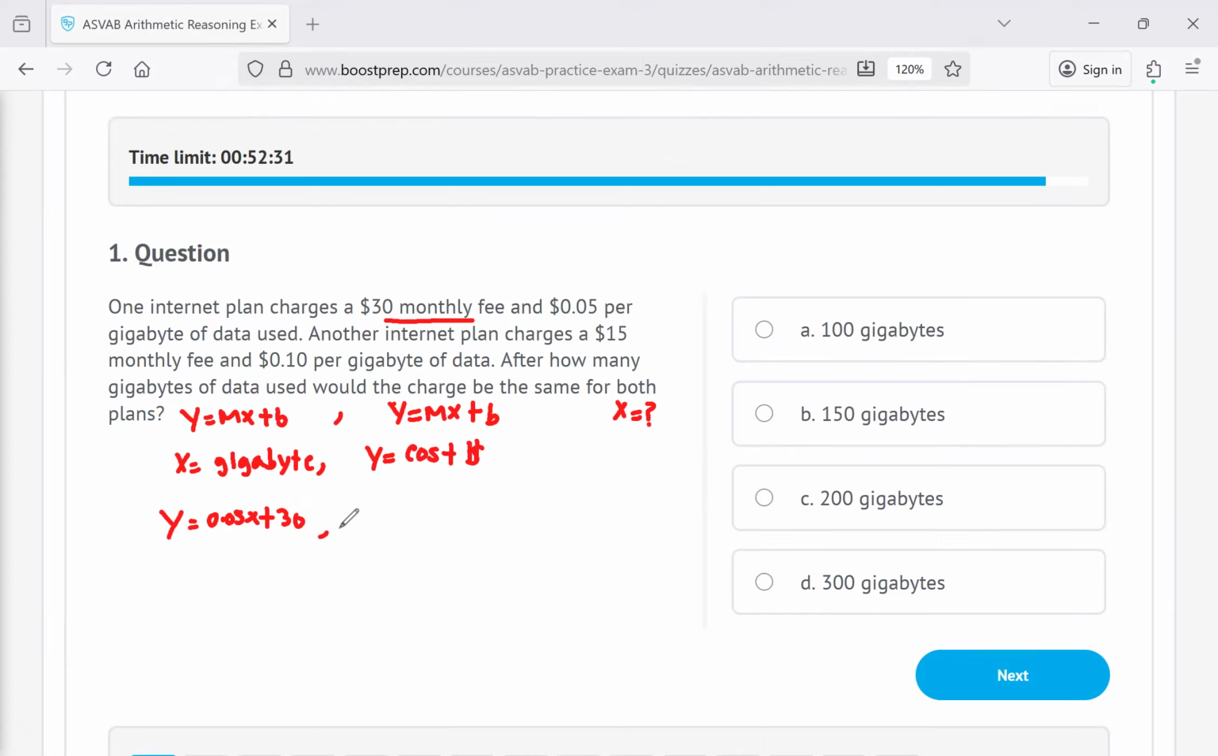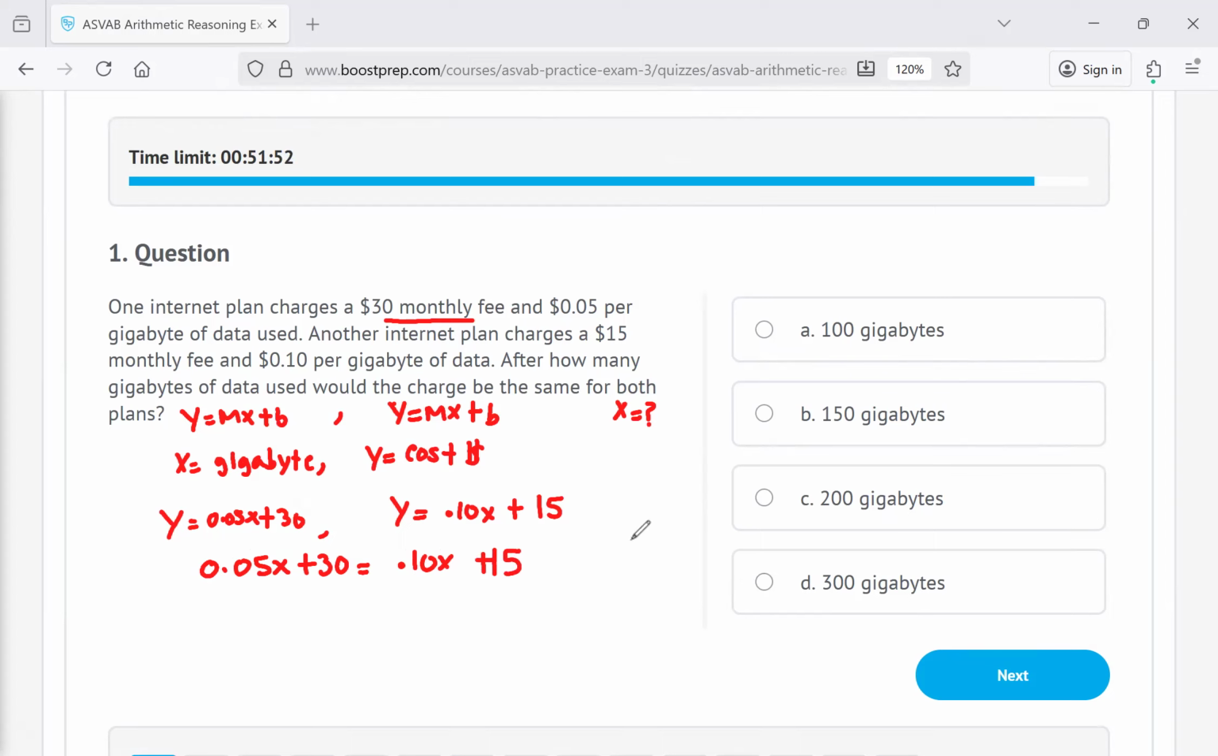Okay. Now what would be the other linear equation? Another plan charges $15 per month and 10 cents per gigabyte. So what would be our m? Yes, 10 cents per gigabyte, so it's 0.10x. And what would be my b? A $15 monthly fee, so that's 15. So all you've got to do is set the equations equal to each other. So it's going to be 0.05x plus 30 equals 0.10x plus 15, right?